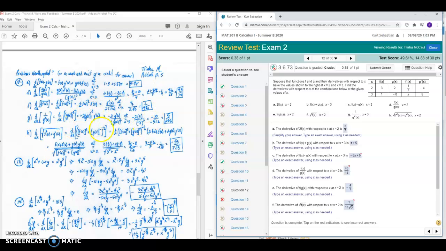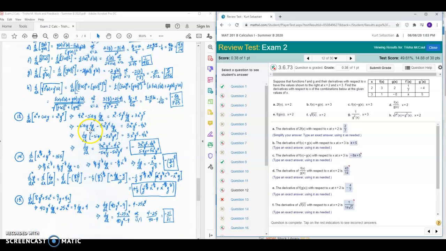So make sure you look at these and make sure you understand how to do these. Ask if you don't understand.